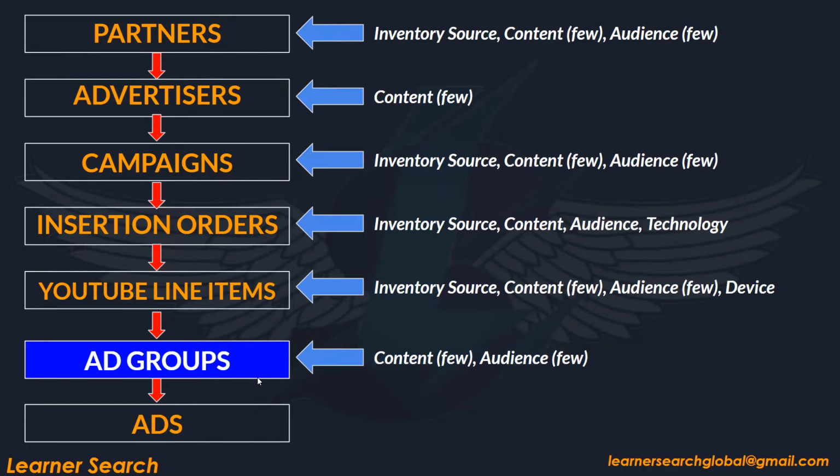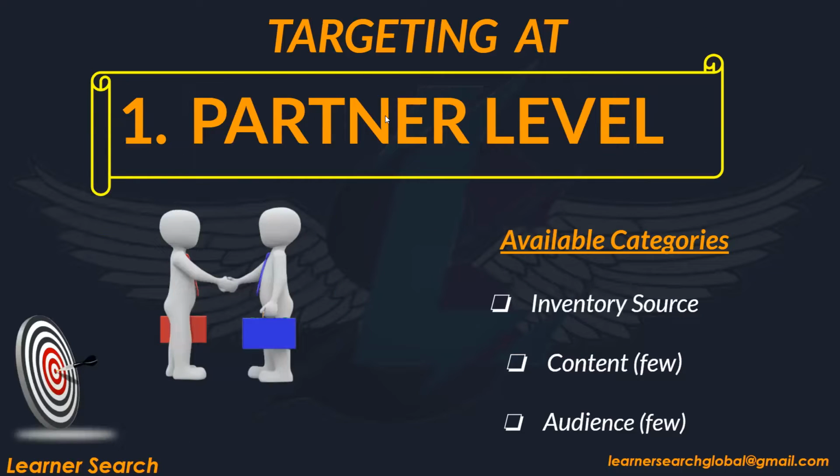In this section, in YouTube line items, you can find content with a few options, audience with a few, and device. Whereas at ad group level, you can find content and audience. So let's focus on partner level targeting. The available categories are inventory source, content with a few options, and audience with a few.